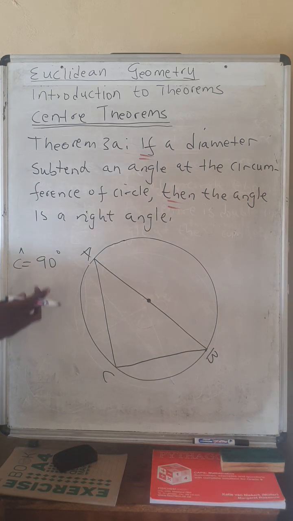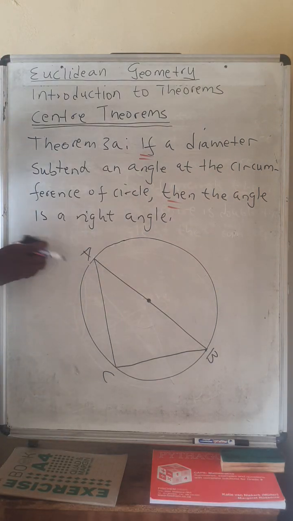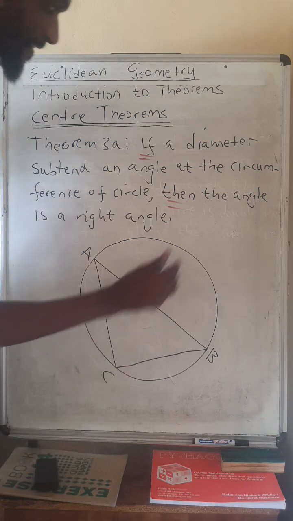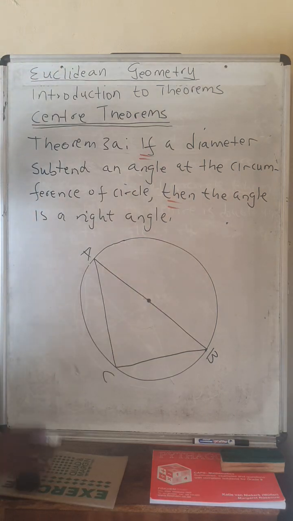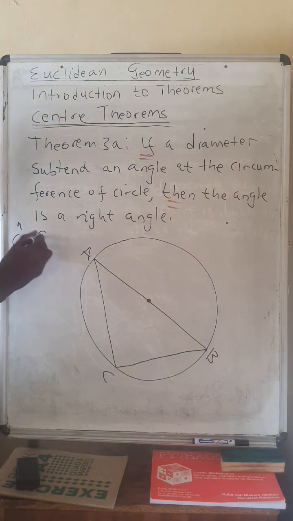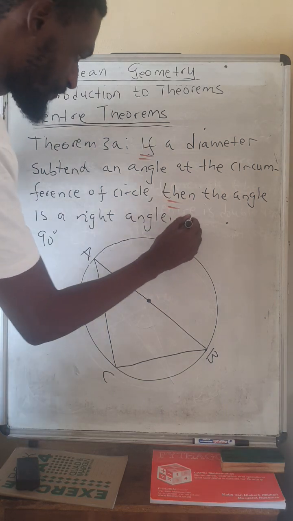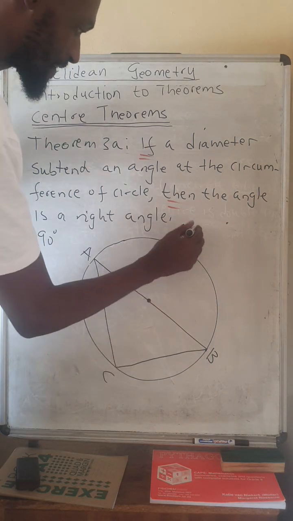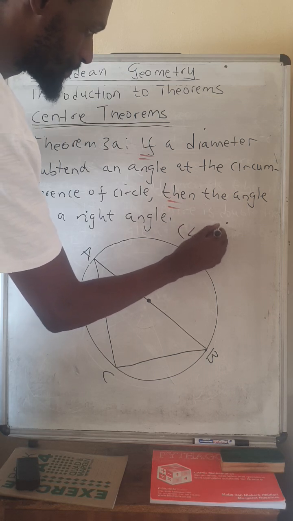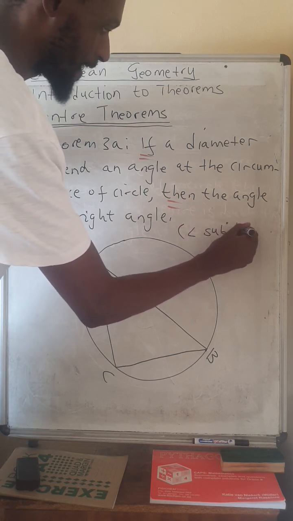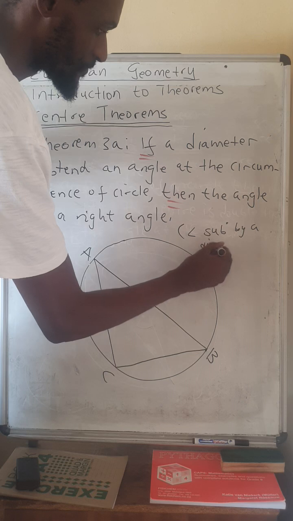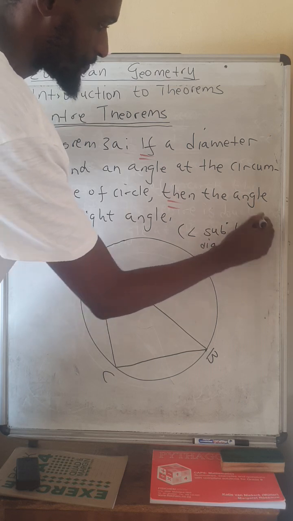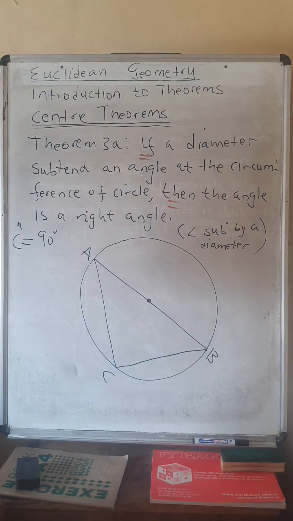Remember I said when you reason, you use the condition. So in this case, you're going to say angle C is equal to 90 degrees. And let me write it here, I'll reason this side. So I'm going to say angle C, therefore, is equal to 90 degrees. What is the reason? So my reason will be: angle subtended by a diameter.